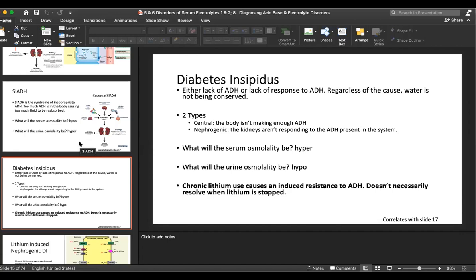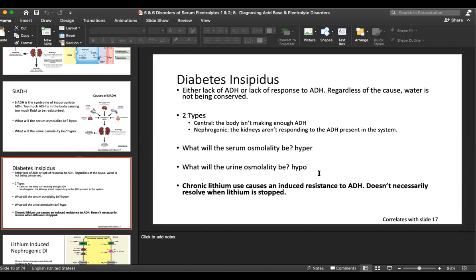Central diabetes insipidus, central meaning head. So we've got a brain issue, so we can't make ADH. Nephrogenic diabetes insipidus is going to be the aquaporin cells: we have ADH, but we can't accept it into our cells.